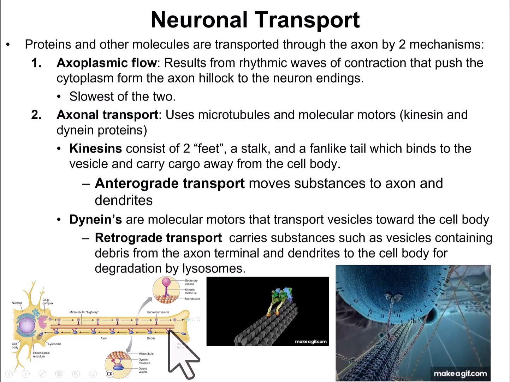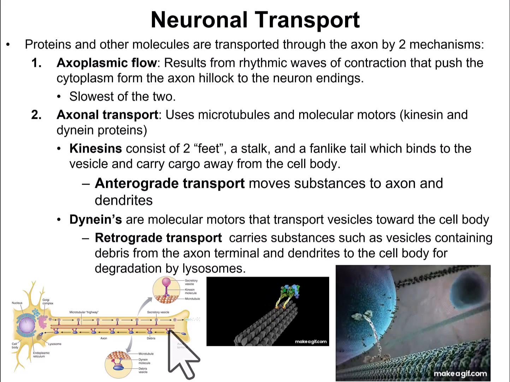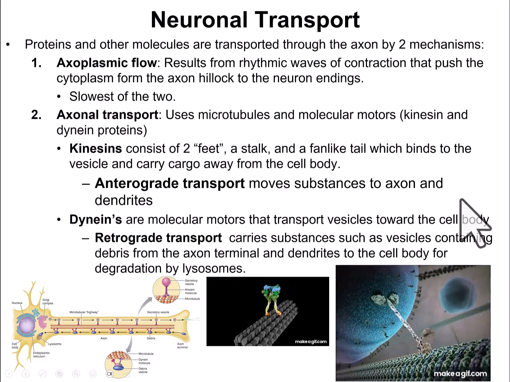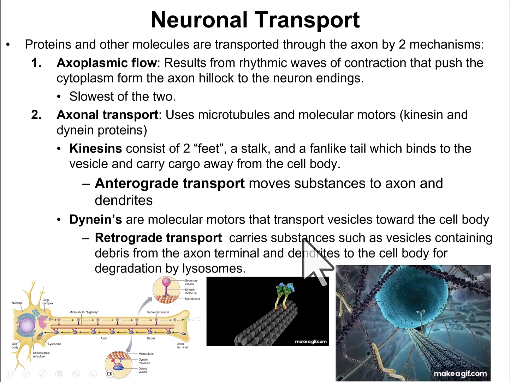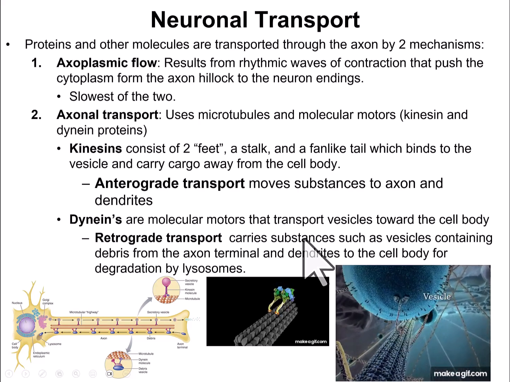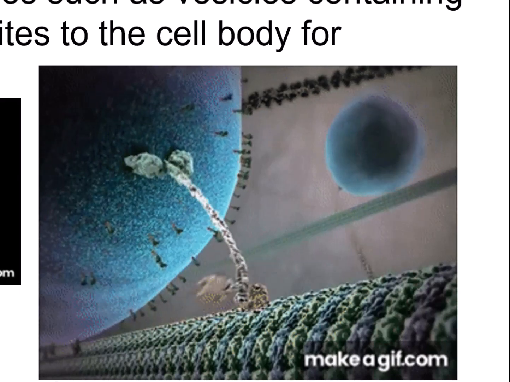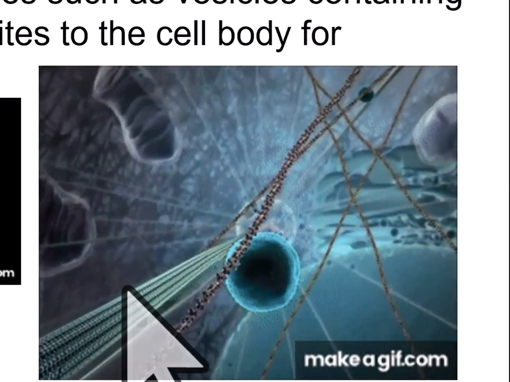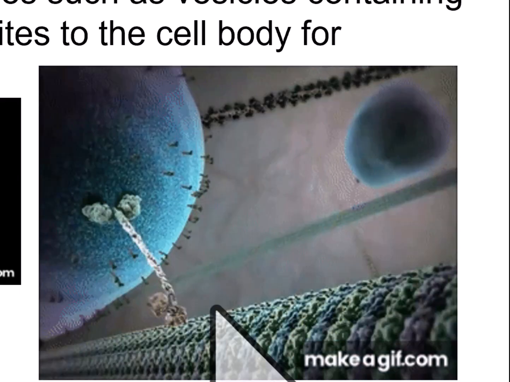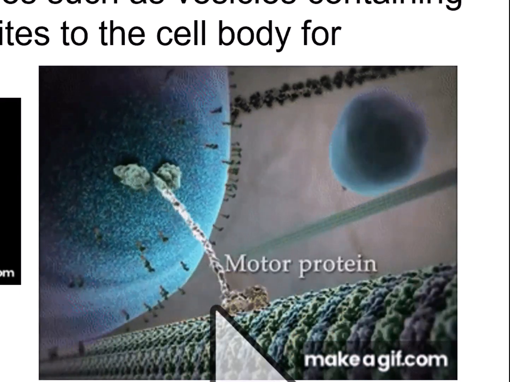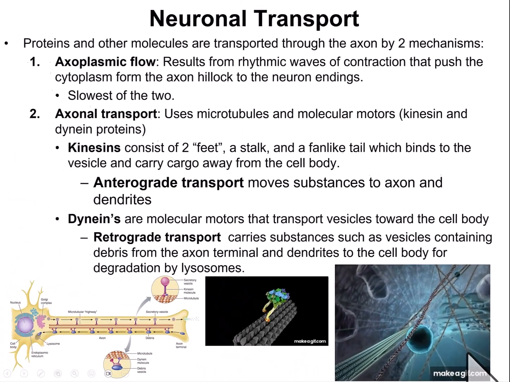We call this anterograde transport because it moves substances to the axon, and it can also move substances out into the dendrites. The key here is that you have to have that microtubule and this molecular motor called a kinesin, which you see here in this animation. It is a fantastic mechanism for moving things around in the cell.